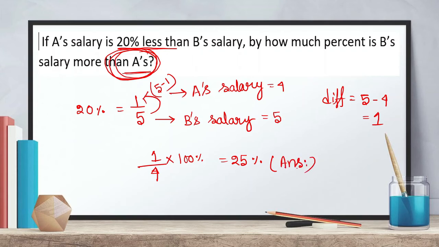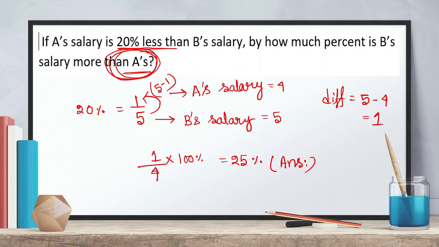So what we have done here? A's salary is 20% less than B's salary. So we know that 20% is equal to 1 by 5. And you remember that whatever is in the denominator, that is 5, is the original value. So here B's salary is 5, and whatever is in the numerator is increment or decrement. Here it is less. A's salary is less than B's salary, so that is decrement.